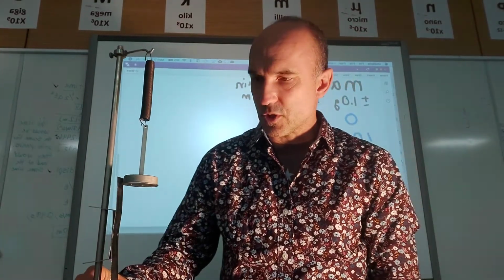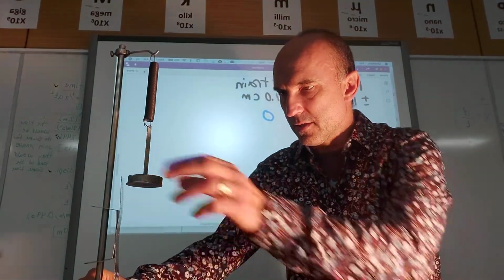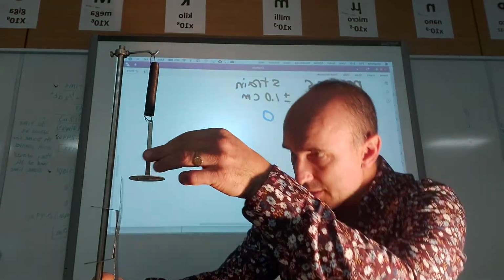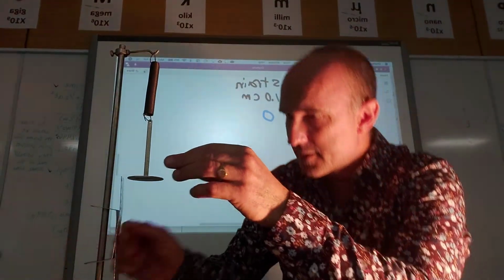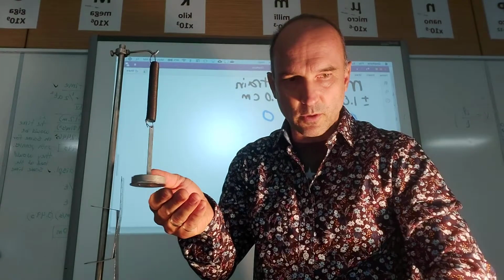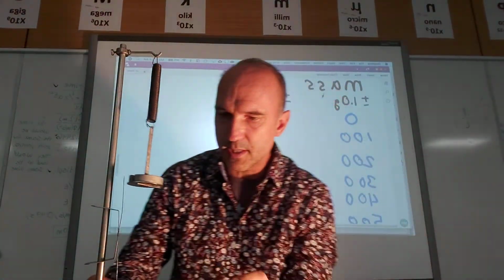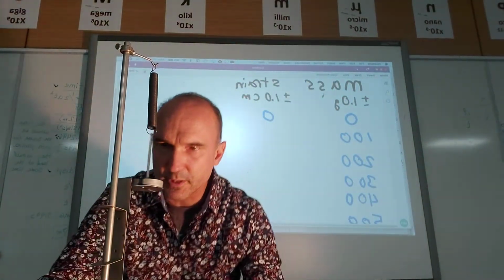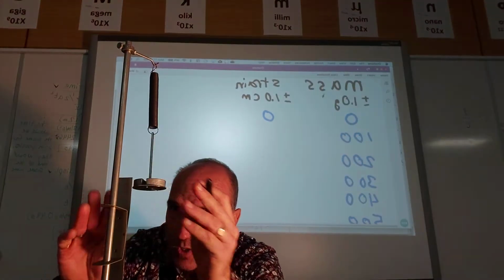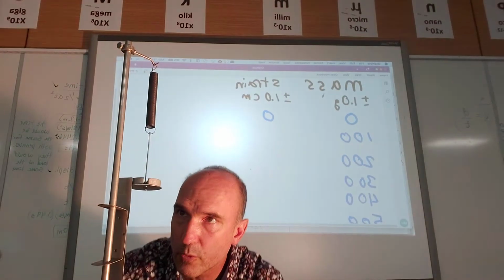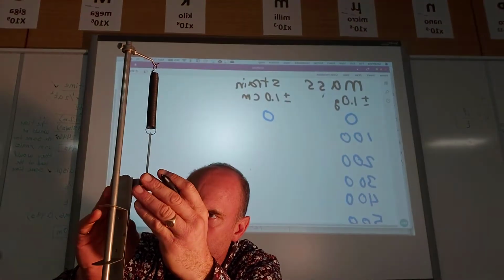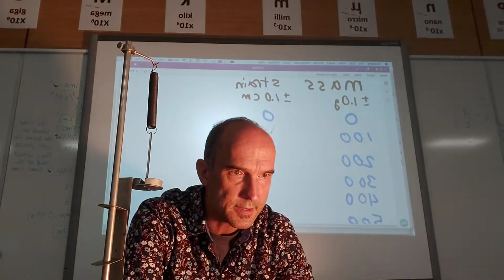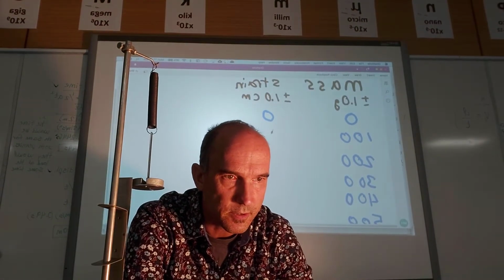So I'm just going to add masses on here. Make sure it's at 0. It is. All right, and I'll record the masses on the screen behind me as I go, and you'll be able to collect the data alongside. So 100 grams looks like about 0.8 centimeters.